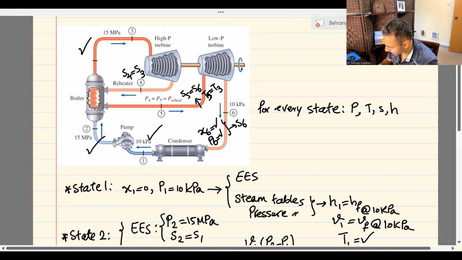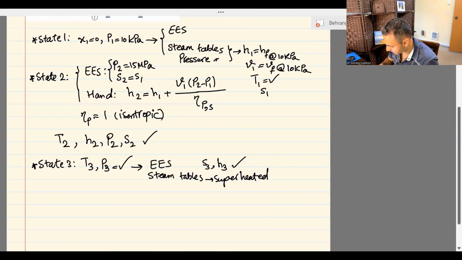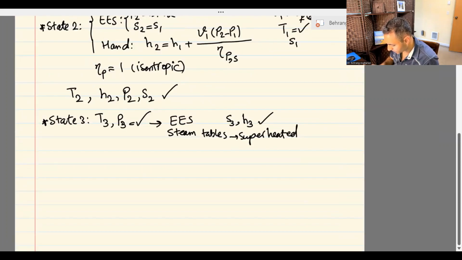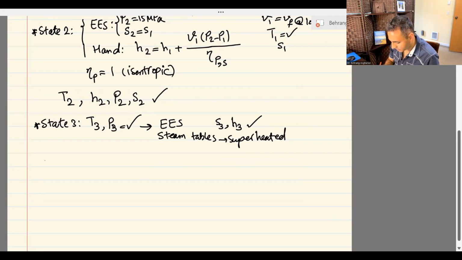So let's just write it down, have it in writing to organize our thoughts, so we should be good to go. This is how you back solve it. You start with state 6, basically. State 6, S6 was given. You can either use EES or the steam table.